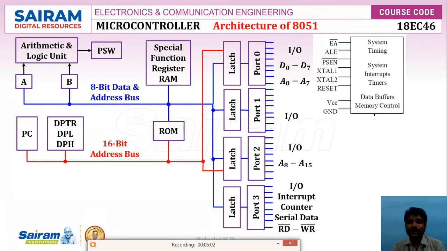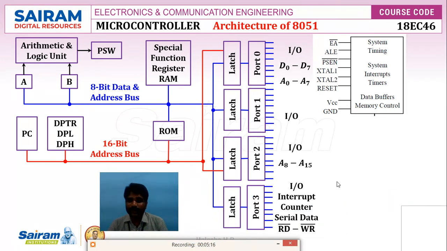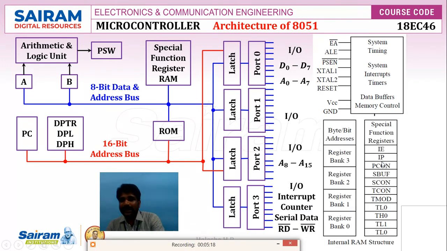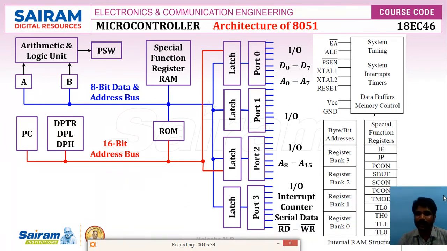Apart from that, the 8051 has system timing, I mean clock generation, interrupt, timer, data buffer and memory control. Also in the architecture we can see the internal memory structure, I mean the internal RAM structure. As I said, there are 4 register banks, 8 bytes each, bit addressable, and then the special function registers. So this is about the architecture of the 8051 microcontroller.